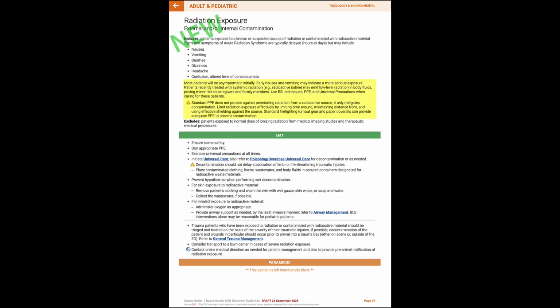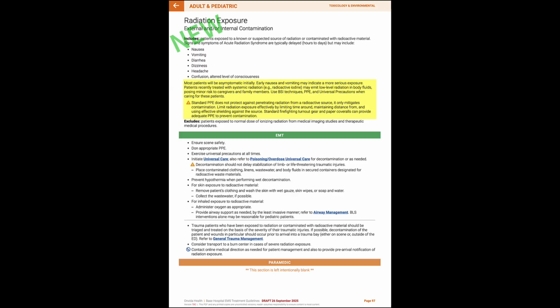The guideline starts with a clear reminder. Most patients will be asymptomatic at first. When symptoms do occur, they're typically delayed by hours or even days. Early nausea and vomiting could indicate a more serious exposure, but they're the exception, not the rule.